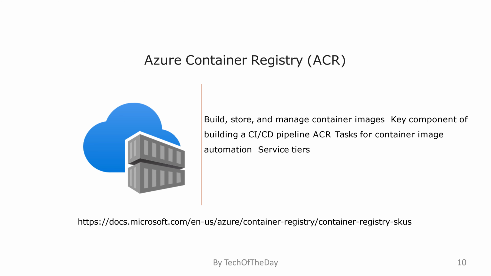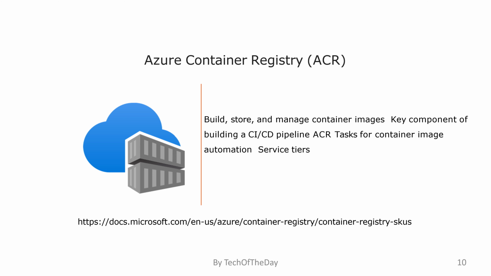ACR tasks offloads the build process of your application into Azure Container Registry and can be triggered to build a container image when your team commits code into source control. And then that image will be automatically pushed into Container Registry when the task is complete.